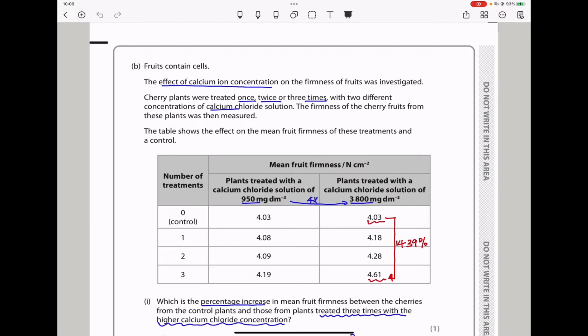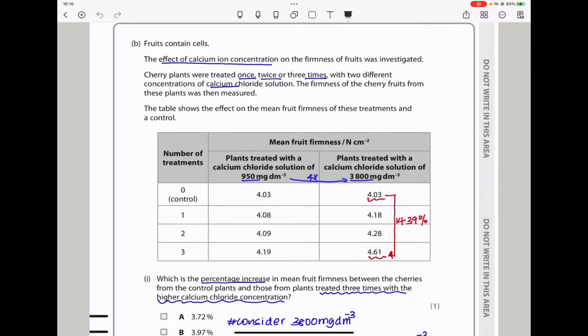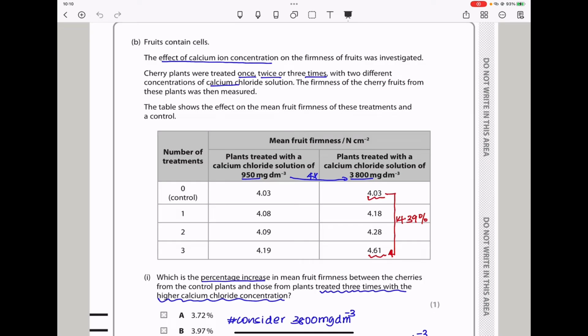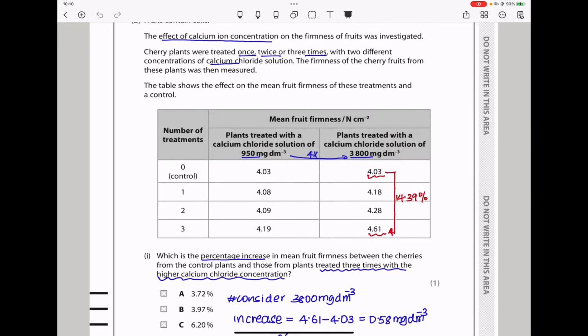The effect of calcium ion concentration on the firmness of fruit was investigated. Cherry plants were treated once, twice or 3 times with 2 different concentrations of calcium chloride solution. The firmness of the cherry fruit was then measured. The table shows the effect of these treatments and a control.